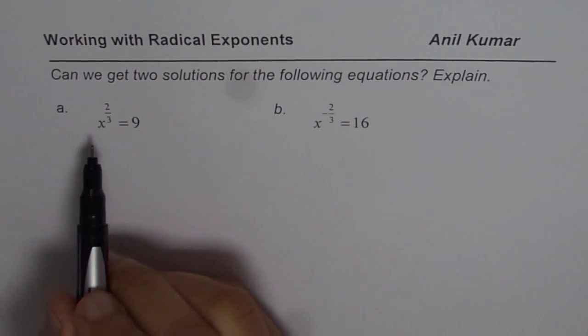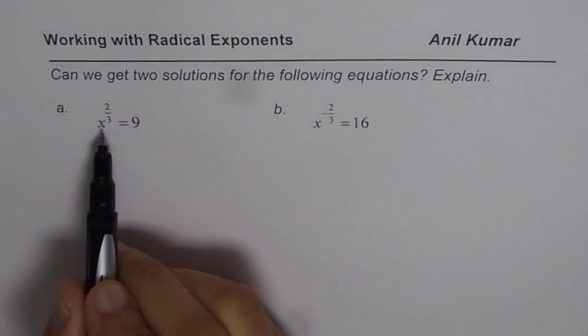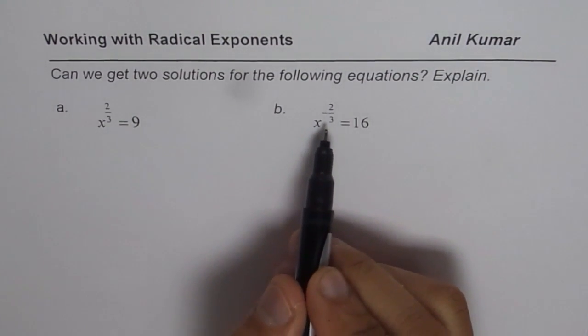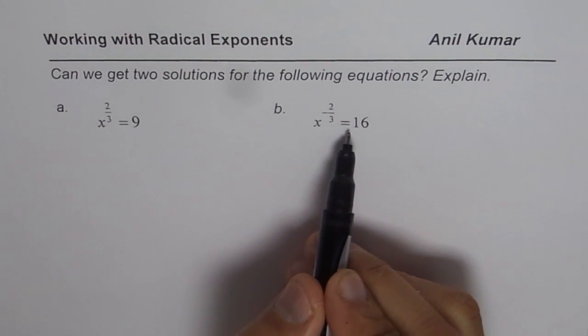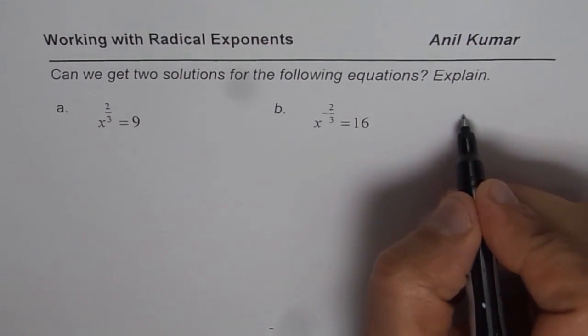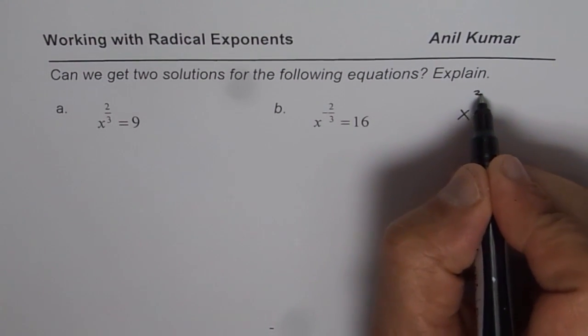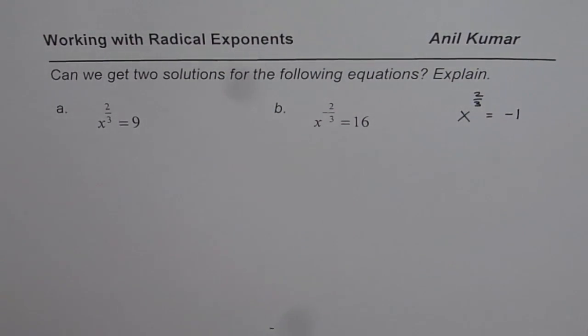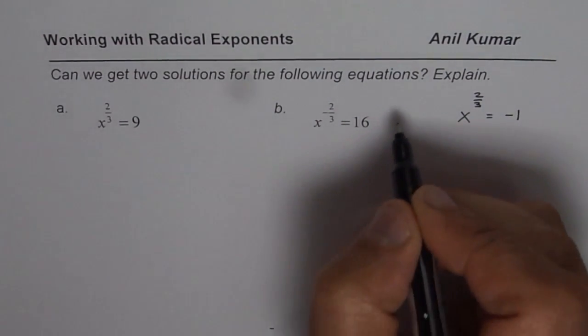We have two examples here. The first one is x to the power of 2 over 3 equals 9. Then we have x to the power of minus 2 over 3 equals 16. Let me add one more here: x to the power of 2 over 3 equals minus 1. Okay, so we have now three equations.